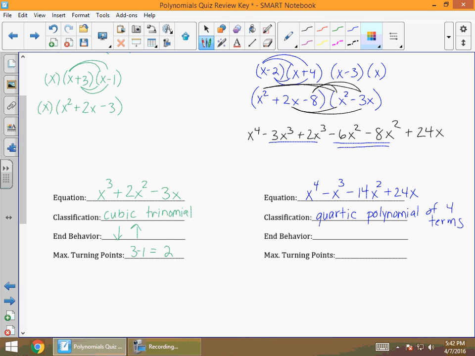Again, if I plug this into my calculator and graph it, I can see the end behavior. But as I look at it, it is degree 4, so they point in the same direction. And the first term in there is x to the fourth. It has a positive 1 in front, so my end behavior is up, up. I have 2 ups. And the maximum number of turning points is going to be the highest power 4 minus 1, or 3 is going to be your maximum number of turning points.